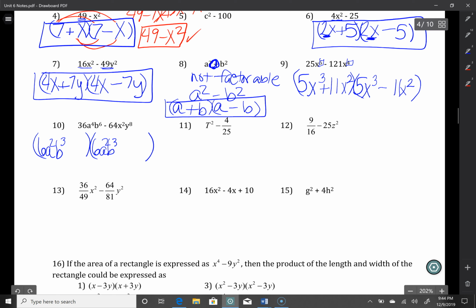64, what times what is 64? 8 times 8. x times x is x squared. I'm going to squeeze this in, y to the 4th and y to the 4th. One gets a plus sign, one gets a minus sign. So if you just take it step by step, then you won't get overwhelmed.